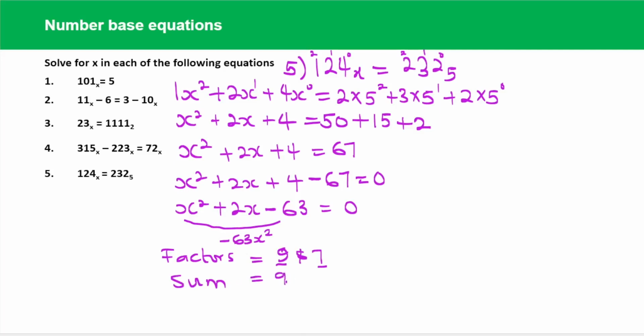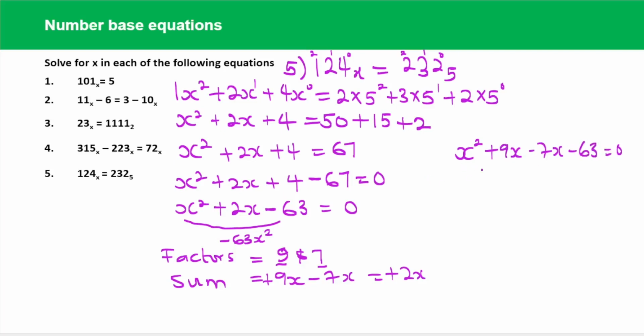So I'm going to say plus 9x minus 7x. That will give me plus 2x. Therefore, this 2x in the middle will be replaced with plus 9x minus 7x. So we're going to have x squared plus 9x minus 7x minus 63 equals 0.